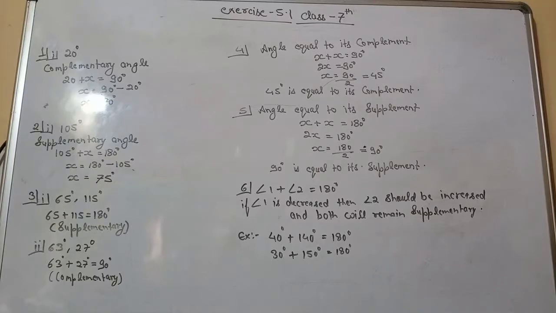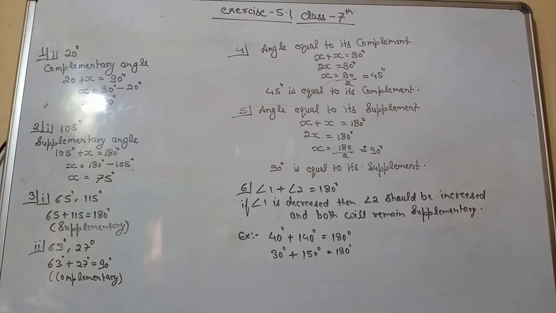Students, today we will start chapter number 5 of class 7th, which is Lines and Angles. So let us start exercise 5.1. Let me introduce the concept of supplementary angles and complementary angles. Complementary angles: when the sum of two angles is equal to 90 degrees. Supplementary angles: when the sum of two angles is equal to 180 degrees.